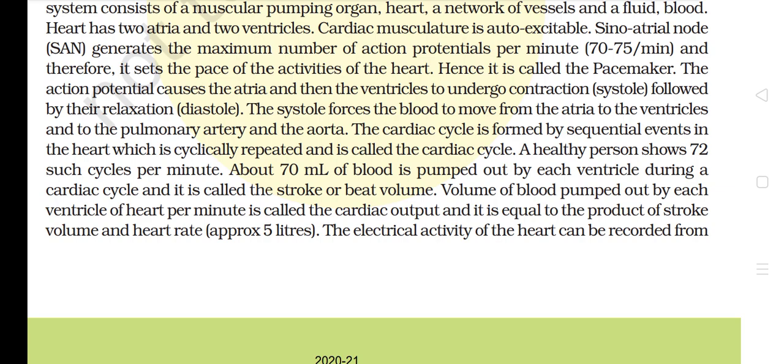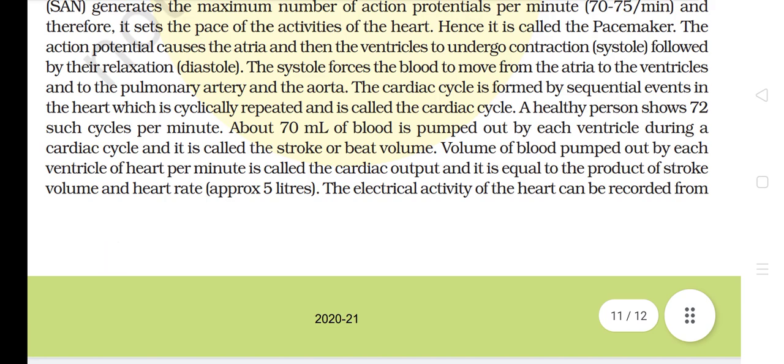The action potential causes the atria and then the ventricles to undergo contraction, systole, followed by relaxation, diastole. The systole forces the blood to move from the atria to the ventricles and to the pulmonary artery and the aorta. The sequential events in the heart, which are cyclically repeated, are called the cardiac cycle. A healthy person shows 72 such cycles per minute.